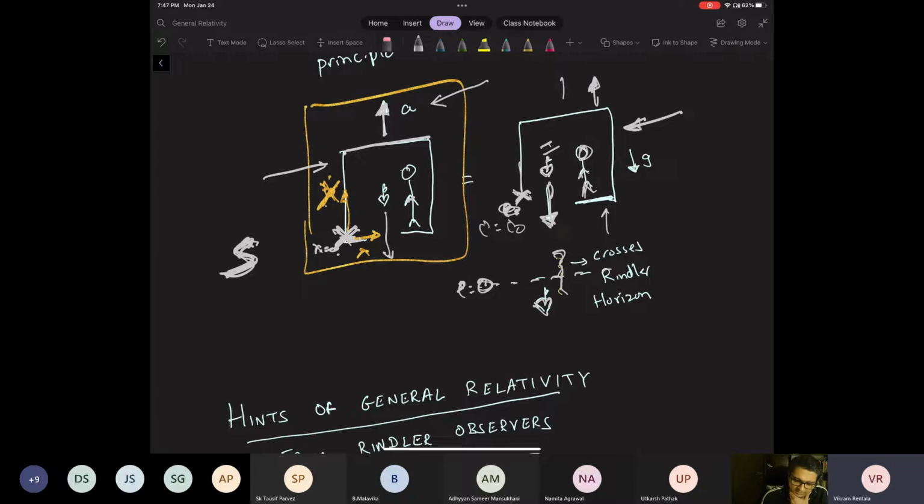By the equivalence principle, these two things are completely equivalent. Uniform acceleration is equivalent to this situation where you have pseudo forces, and these pseudo forces can be thought of as a uniform gravitational field, where the strength of this gravitational field is equal in magnitude but opposite in direction to the acceleration of the lift.